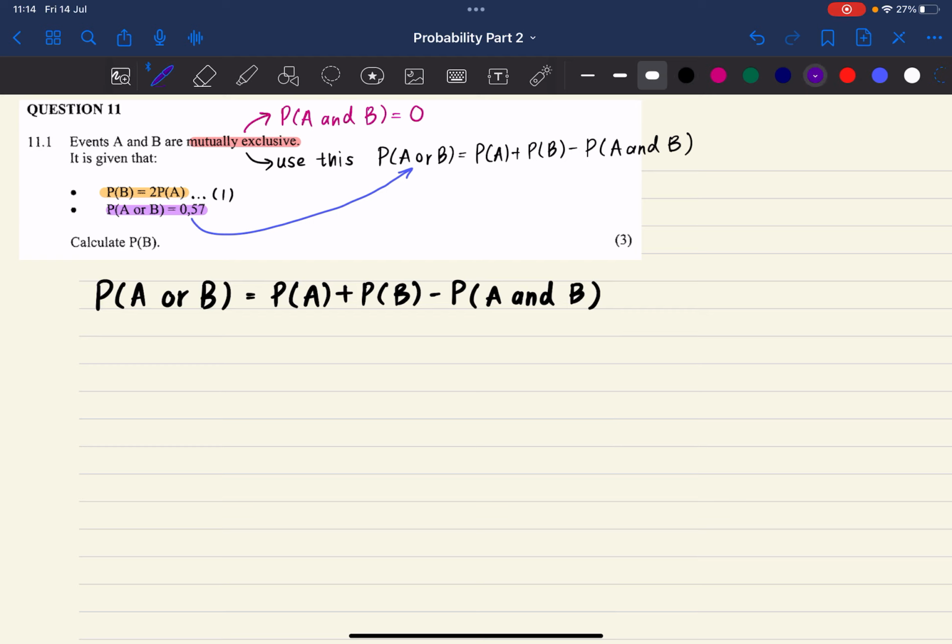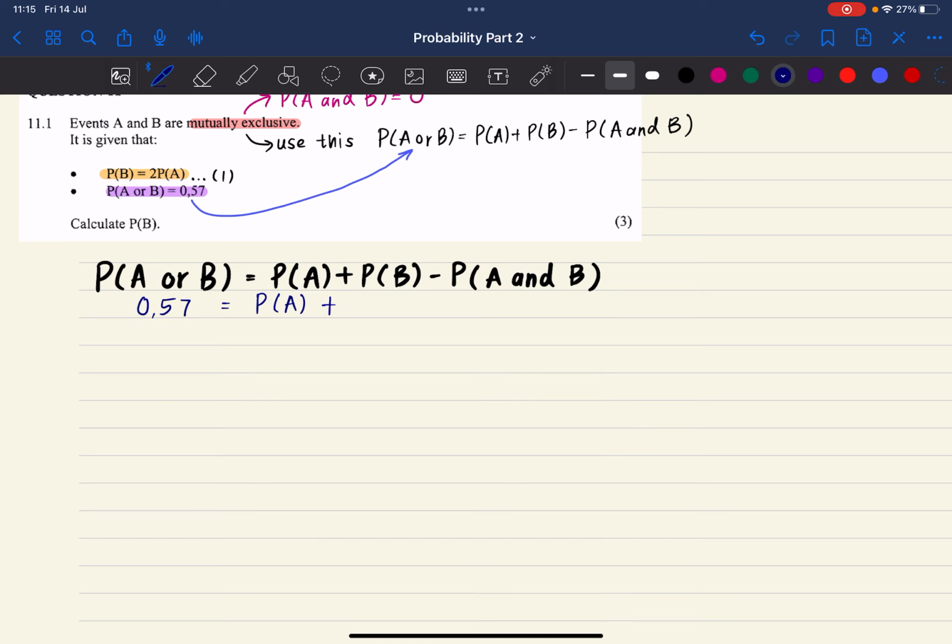Now, after that, we have said that this is going to be equal to 0, so we're obviously going to be cancelling out this guy. What have we been given? We've been given information about P(A or B). This is 0.57. And we've also been given information about PB's relation to PA, which was our first formula. So wherever we see PB, we will plug in 2 times PA. We are going to substitute our equation 1 here, or the value of PB in terms of PA. So 2 times PA, and then this is minus 0. I will just leave it out.